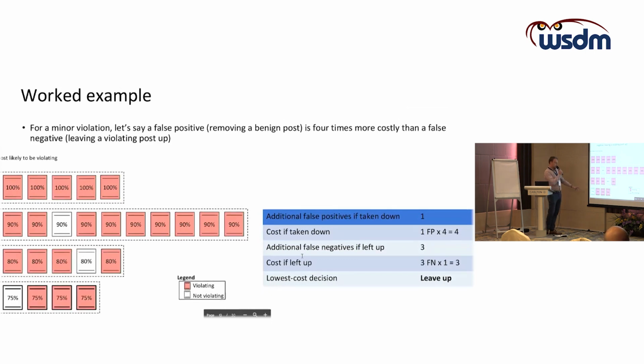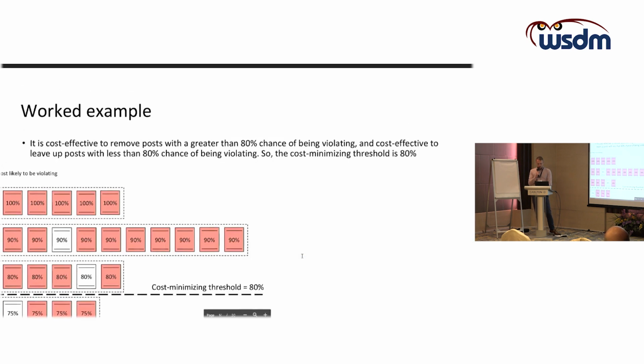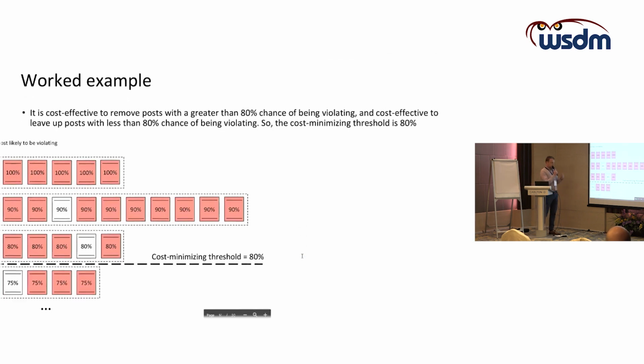Continuing to the 75% posts, again, if we take these down, we're going to make 1 false positive for a cost of 4. If we leave them up, we're going to make 3 false negatives for a cost of 3. So now the highest cost choice is to take these posts down, so we want to leave them up. And just as our formula suggested, we found that it's cost minimizing, cost effective to take down posts with a greater than 80% chance of being violating, and cost effective to leave up posts with a less than 80% chance of being violating.